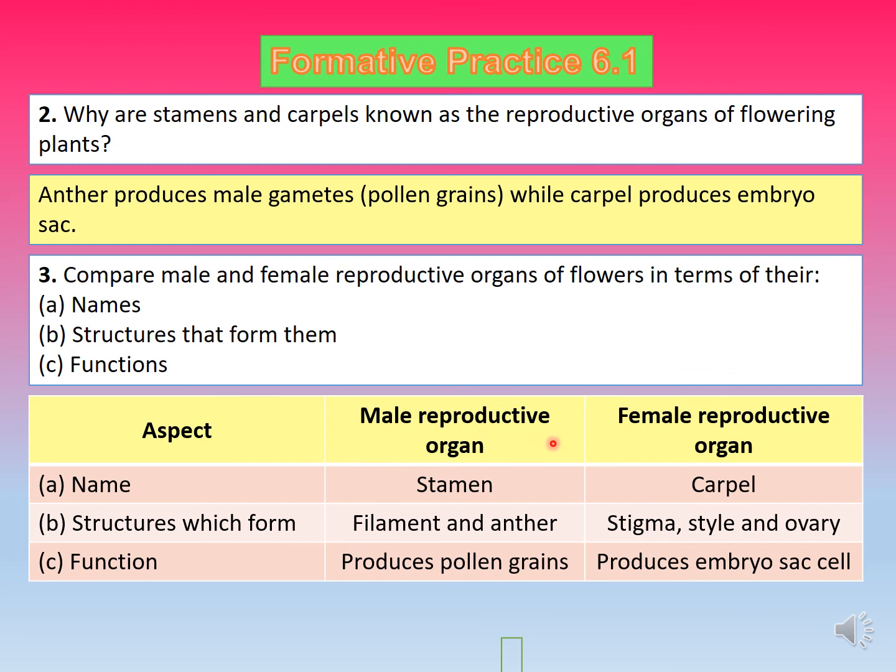Male reproductive organs, the name is stamens. Female, the name is carpels. Structures which form male reproductive organs: filaments and anther make up stamens. And for female reproductive organs, stigma, style, and ovary make up carpels. Functions: male reproductive organs produce pollen grains, and for female reproductive organs, the function is to produce embryo sac cells.